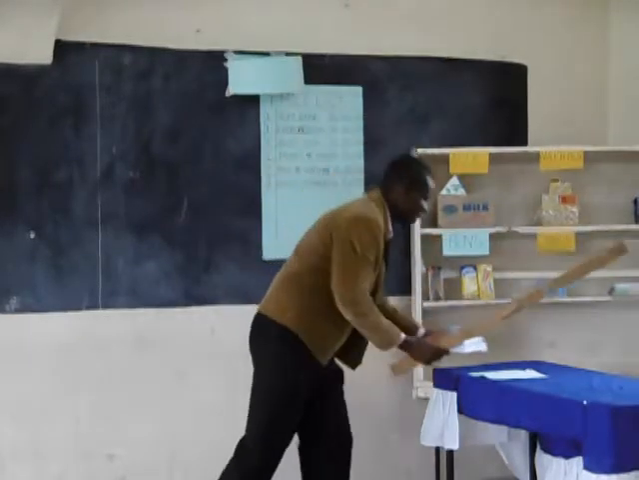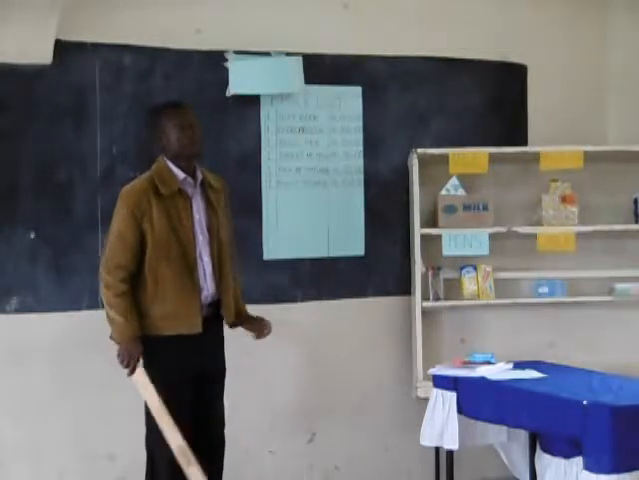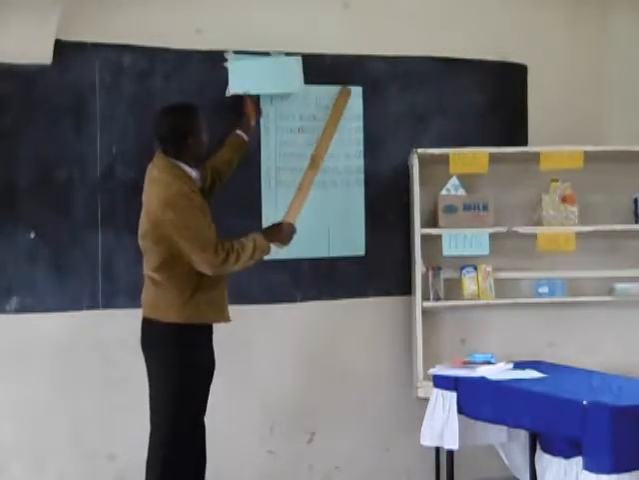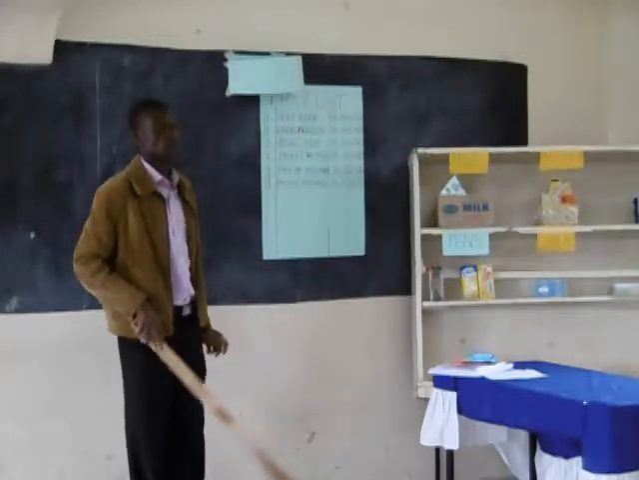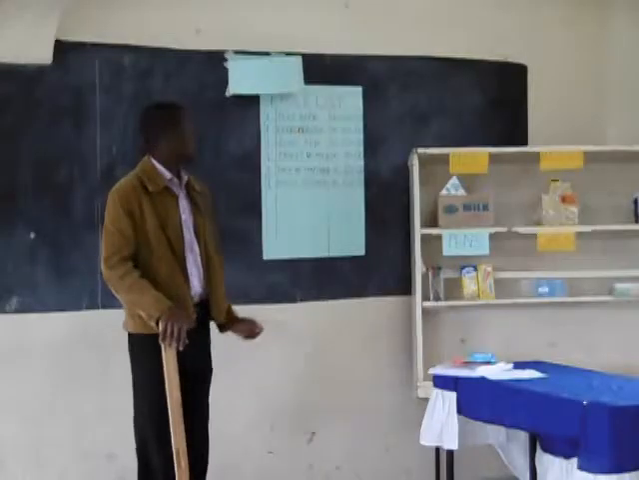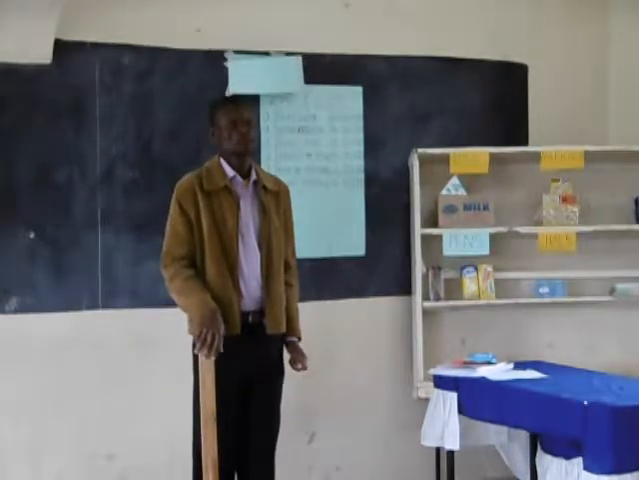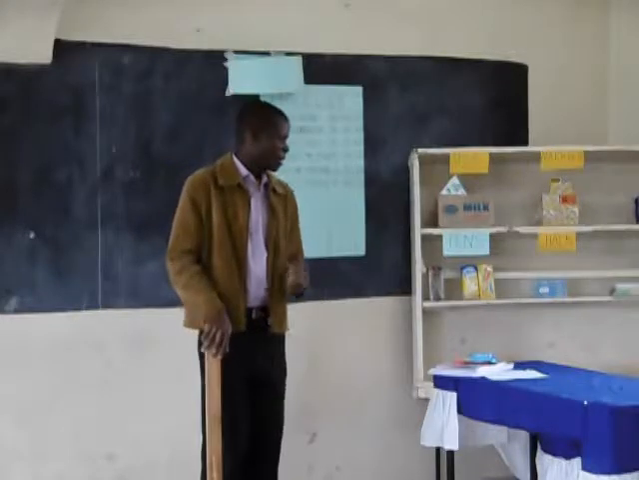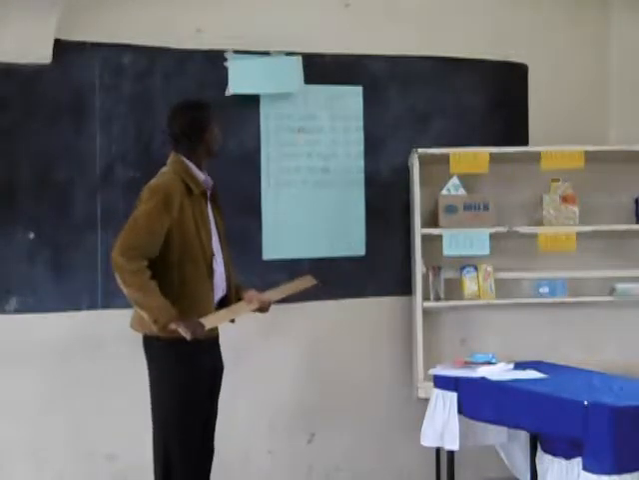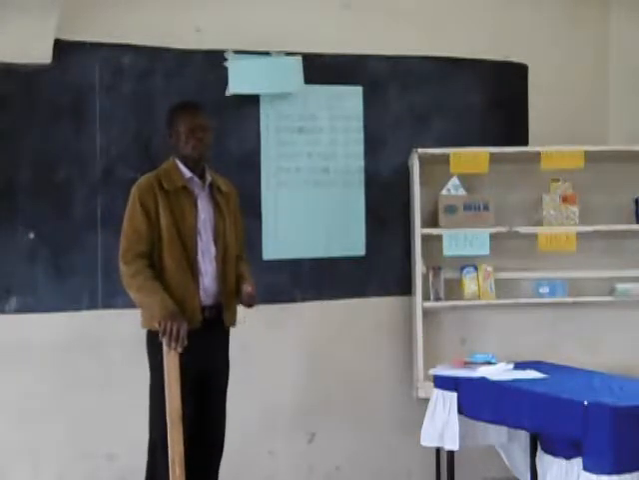Now, class, before I'm able to know how much I'm going to pay for the items, who can tell me the name of this list that I have here on the chalkboard? Yes, it's called price list. Now, what is a price list? Yes, that's a good trial. Somebody else? Yes, that's a good trial.